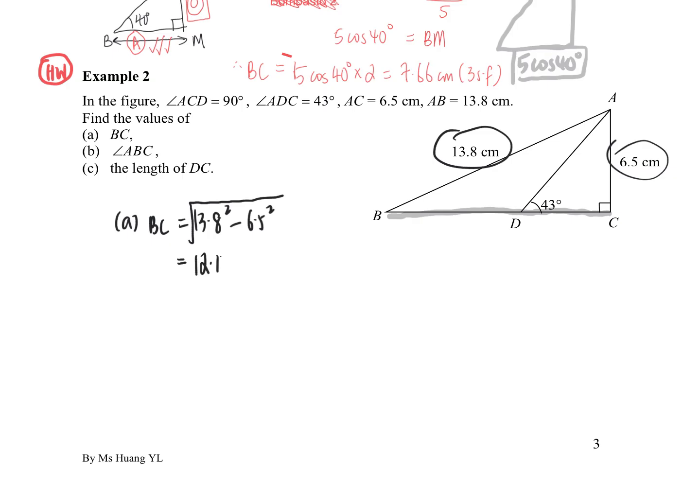12.173. So always give 5 sig fig first, and then you give me the actual 3SF. Yes. E. This is E. Okay, so once you are done with finding BC, next I'm interested in finding the angle ABC. This one.